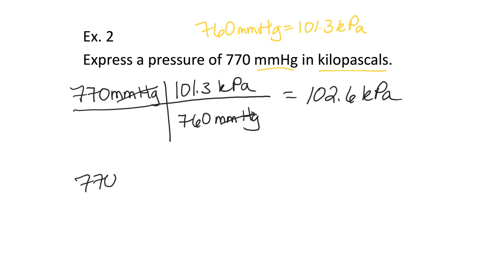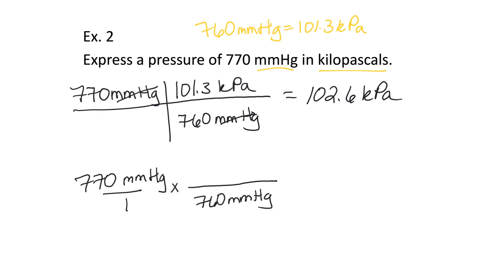Now let's do it using equivalent expressions. So 770 millimeters of mercury over 1 times, and we're going to put the 760 millimeters of mercury on the bottom, 101.3 kPa on top. Those cancel out. We get 102.6 kPa.